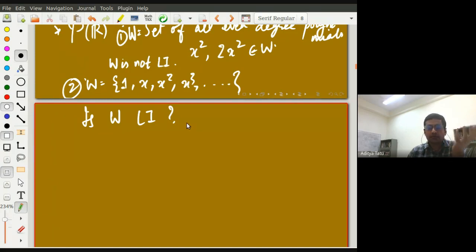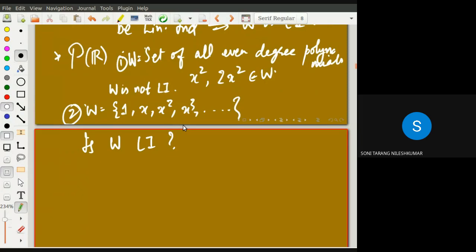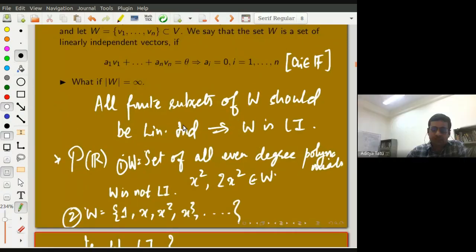Can you reason out aloud why this is? Because x square cannot be written in terms of x cube, and so on, in terms of the terms which are not x square. Similarly, x^i cannot be written in terms of x^k, where k is not i. Right, but according to our definition, can you now show that?